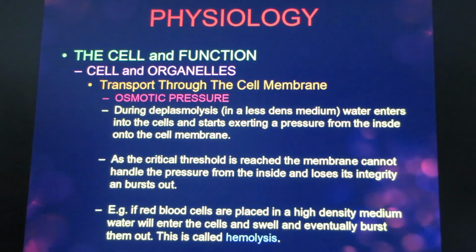During deplasmolysis, when the cell is in a less dense medium, water enters the cells and starts exerting a pressure from the inside onto the cell membrane. As the critical threshold is reached, the membrane cannot handle the pressure from the inside and loses its integrity and bursts. Hence it dies.